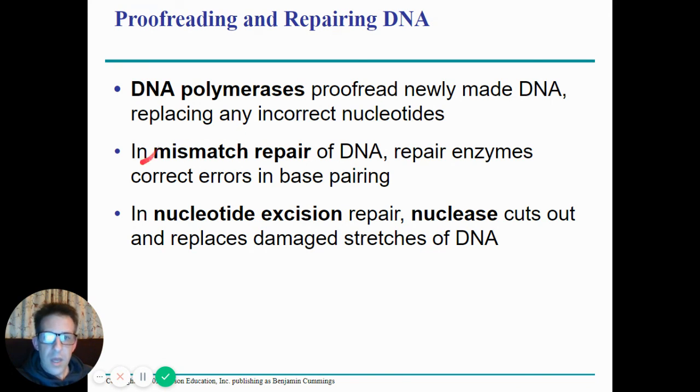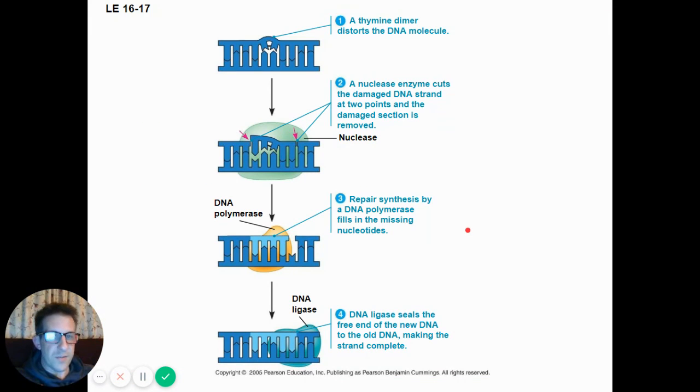Okay, and so in something known as mismatch repair, these enzymes will actually go back and proofread and correct the base pairing. If there's any errors, it'll correct them, and it does so by a process known as nucleotide excision. Okay, and nucleotide excision uses another type of enzyme called nuclease, and what nuclease does is like a little pair of DNA scissors, and it'll cut out these ruined parts of DNA.